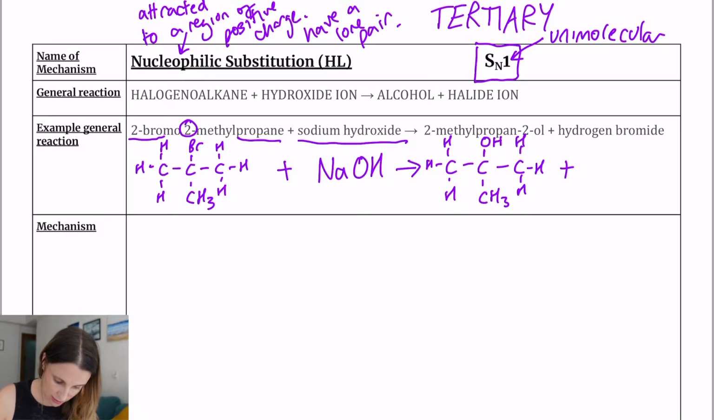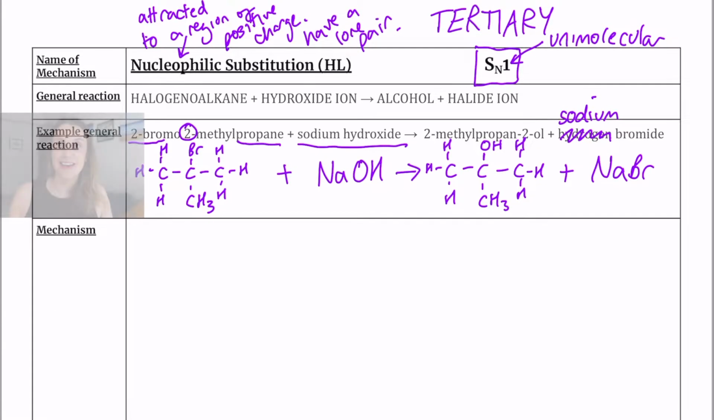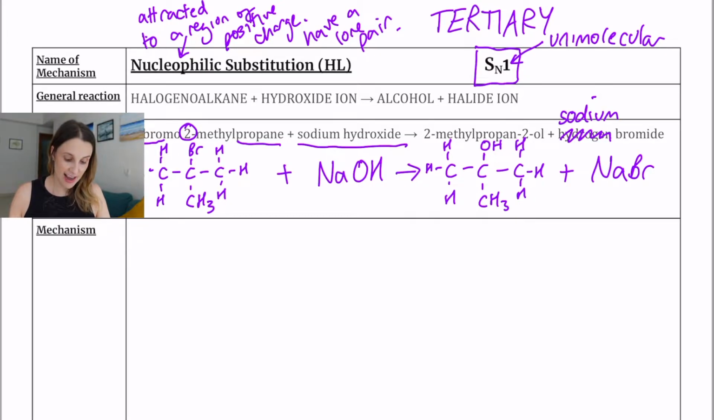And then we're also going to make, oh, this is a mistake. This should be sodium bromide, so it should be NaBr here. Apologies. Let's look at the mechanism for this reaction and how we turned that tertiary halogenoalkane into a tertiary alcohol.